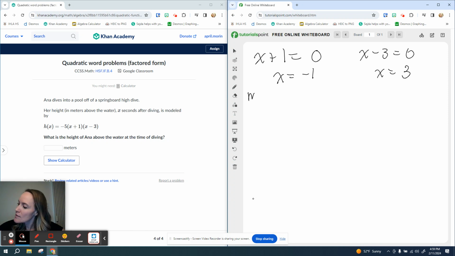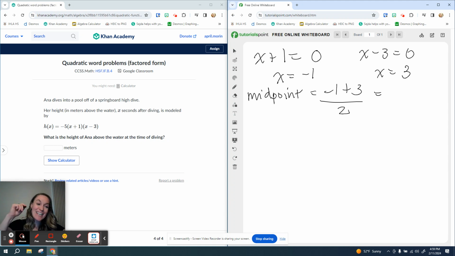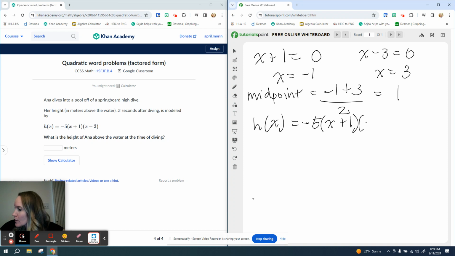So to find the midpoint, we're going to add them and divide by 2. Negative 1 plus 3 divided by 2 equals, negative 1 plus 3 is 2. 2 divided by 2 is 1. All right, so now we're going to write down our function. h of x equals negative 5 times x plus 1, x minus 3. We're going to plug in 1. h of x equals negative 5, not plus, plug in 1, 1 plus 1 and 1 minus 3.